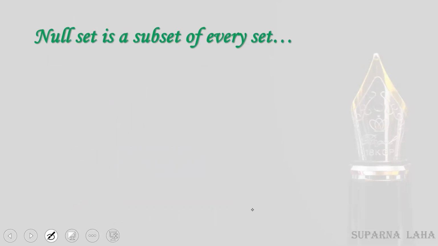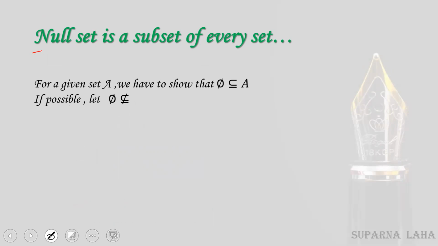Firstly, the null set is a subset of every set. Now, what do we have to show? If a set A is given, we have to show that phi is a subset of A. We will prove this theorem, or this concept, with the help of contradiction. So if possible, suppose this phi is not a subset of A. I just want to check whether phi is a subset of A or not. So if possible, take it as not a subset.